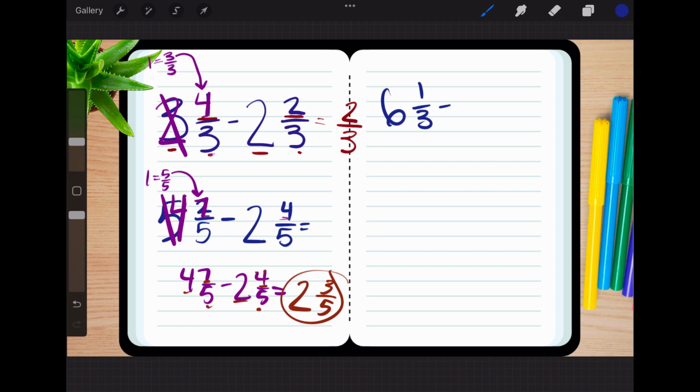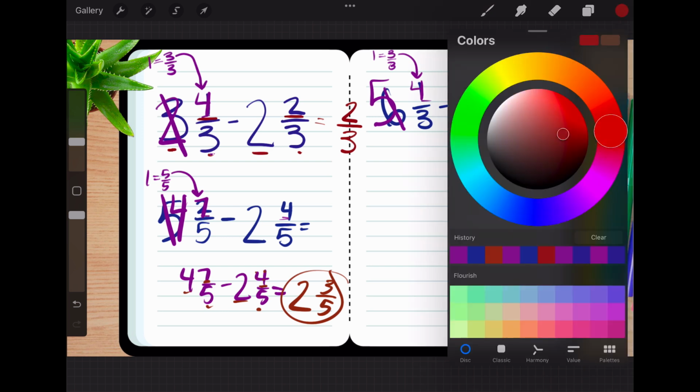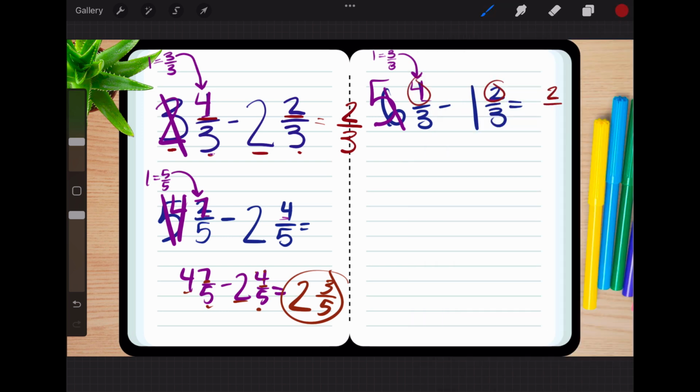Let's say we have 6 and 1/3 minus 1 and 2/3. Okay, I notice I cannot do 1 minus 2. So what I'm going to have to do is borrow from my 6 wholes, make that 5 wholes. Took out 1 whole, which is really 3/3 in this one because I'm working with thirds. 3/3 plus 1/3 is 4/3. That becomes 4/3. 4 minus 2 is 2. Keep the denominator the same, 3. 5 minus 1 is 4. My answer is 4 and 2/3.